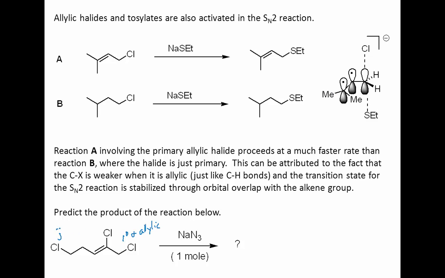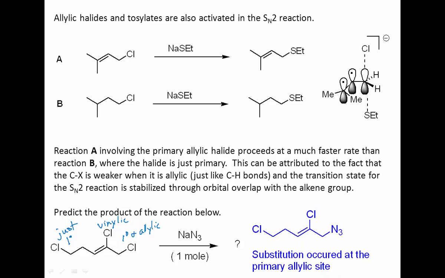This is just primary, and this is vinylic. Halogen at sp2 carbon, that type of halogen doesn't do the Sn2 reaction. So we're going to substitute preferentially the allylic chloride. And this is the product we would expect from this Sn2 reaction right here.